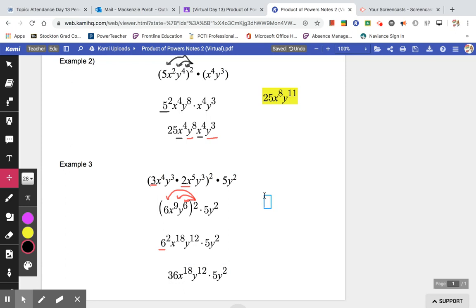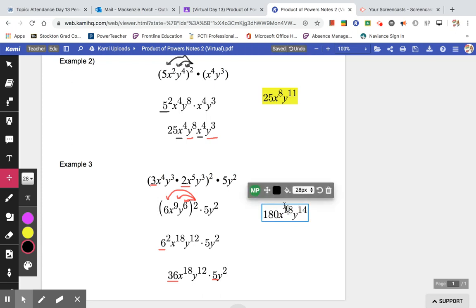Then our next step is we can actually multiply 36 and 5. So when we do that, we're going to get 180. And then we can just combine our common bases. So there's actually only one x to the 18th. So we write x to the 18th. And there's 2 y's. There's a y to the 12th and y squared. So we can do 12 plus 2 and get 14.